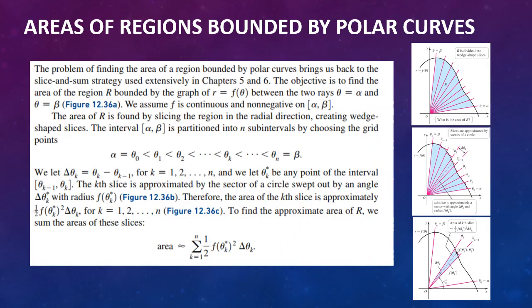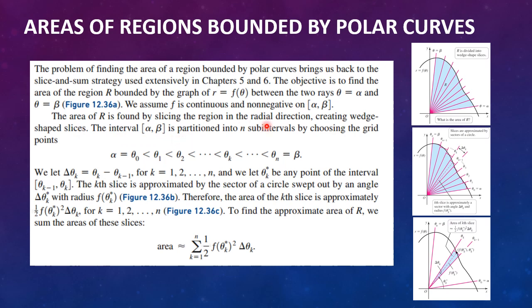Next, we're going to look at areas of regions bounded by polar curves. The problem of finding the area of a region bounded by a polar curve brings us back to the slice and sum strategy used extensively in chapters 5 and 6 that we learned first in Calculus 1. The objective is to find the area of the region R, bounded by the graph of r equals f of theta between the rays theta equals alpha and theta equals beta, as you can see in the top graph to the right here. We assume the function is continuous and non-negative on the alpha-beta interval.